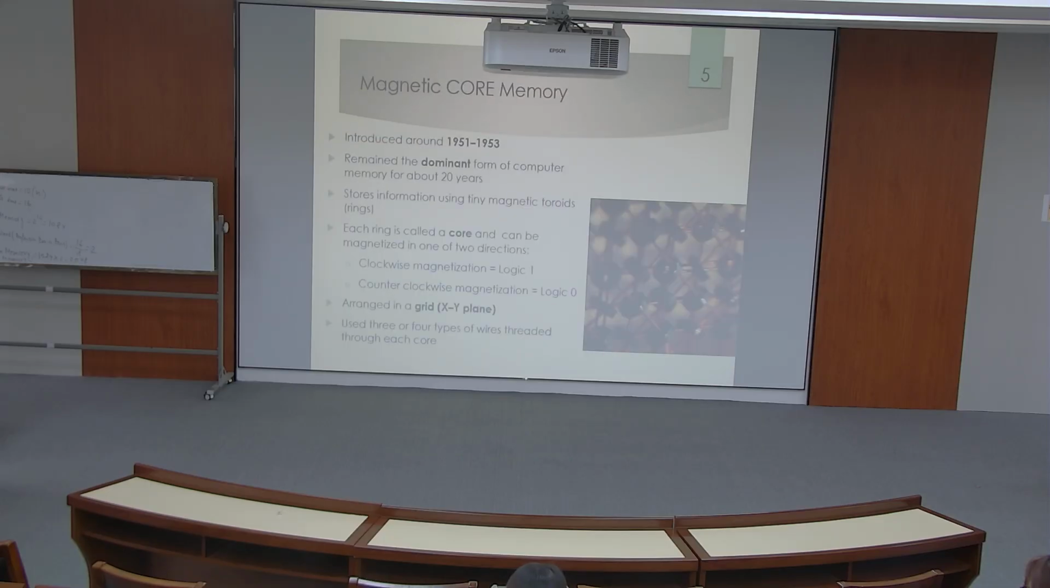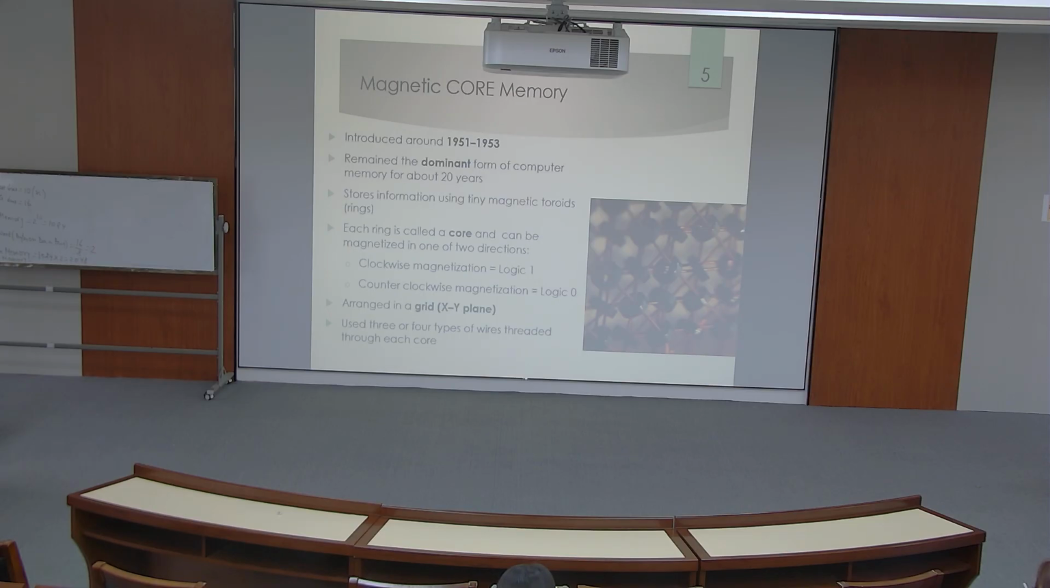So we have first to talk about magnetic core memory, which was introduced between 1951 and 1953. It remained the dominant form of computer memory for about 20 years. It stored information using what we call tiny magnetic toroids. We call them also rings.